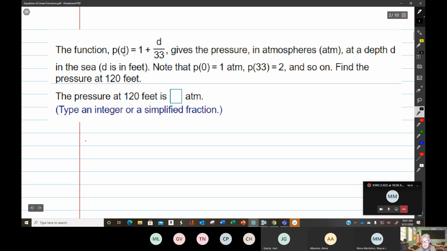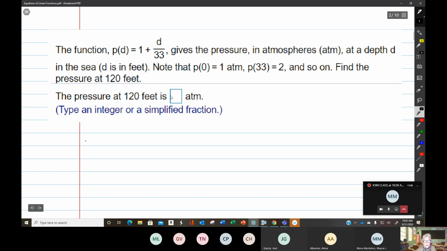The function P of D equals 1 plus D over 33 gives the pressure P in atmospheres, which is how it's measured, at a depth D. So D means depth under the surface of the ocean, and depth is measured in feet. Now it says, note that P of 0, that would be on the surface, would be 1 atmosphere. And P of 33, if you put a 33 up here, that would be 1 plus 33 over 33. 33 over 33 is 1, so that would be 1 plus 1 is 2. And indeed, P of 33 would be 2. And so on. It wants you to find the pressure at 120 feet.